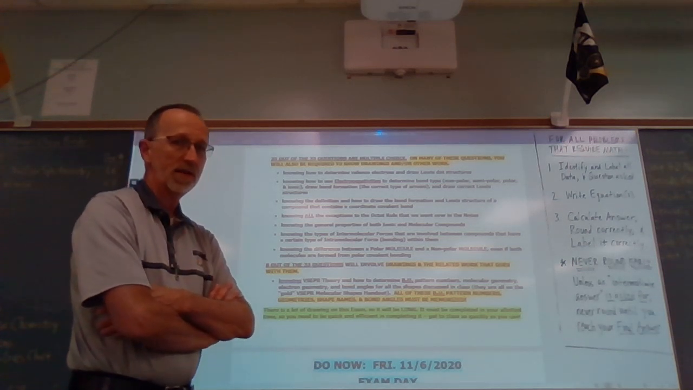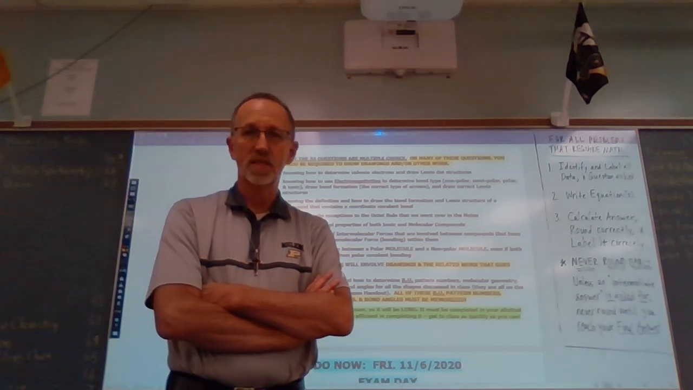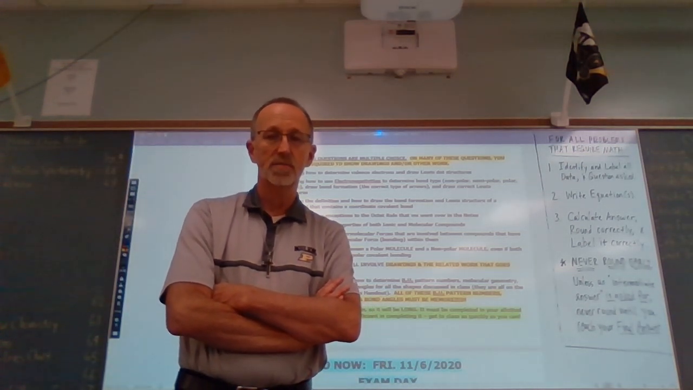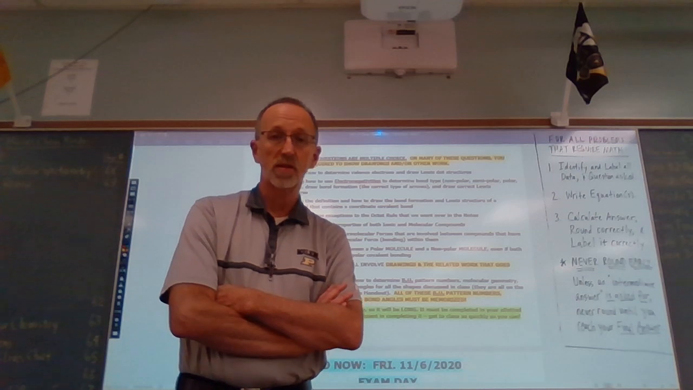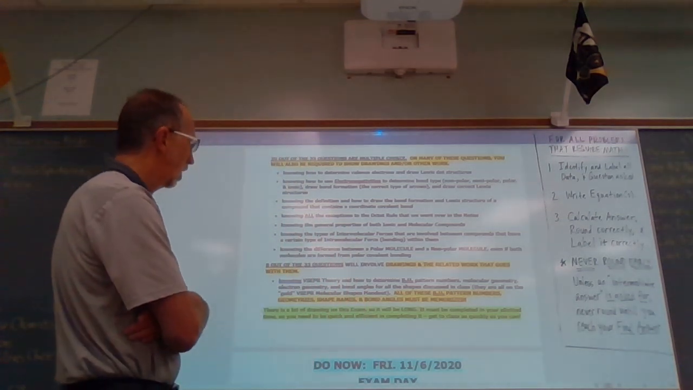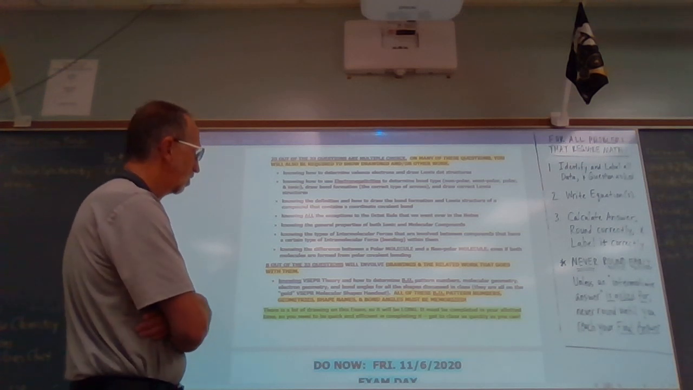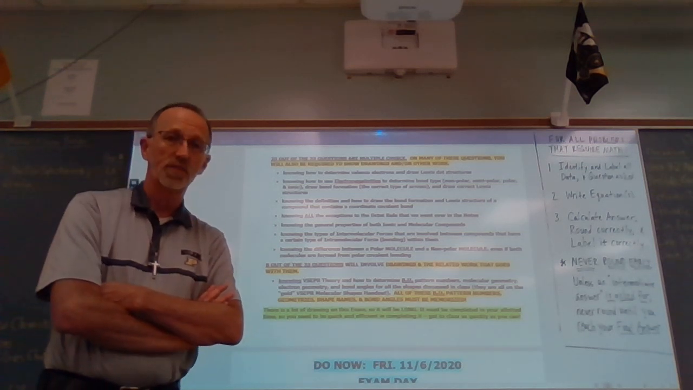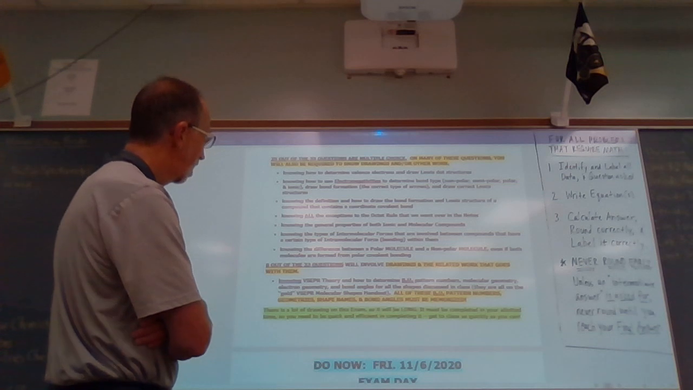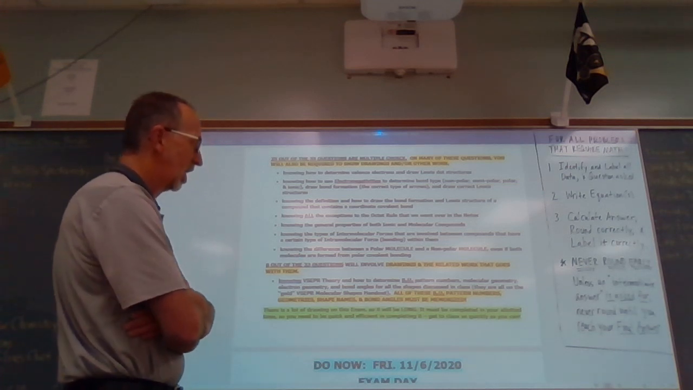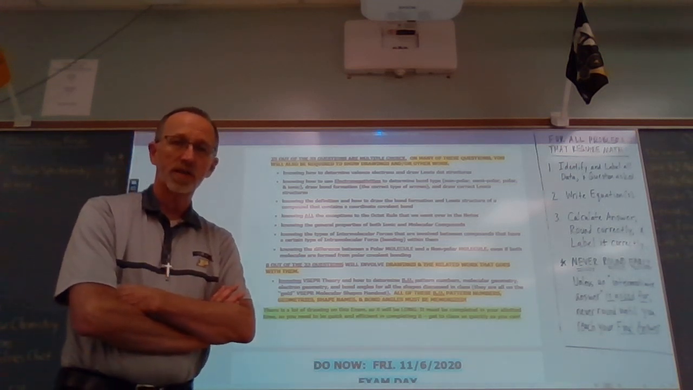Remember that ionic compounds have charged particles in them, ions, but covalently bonded compounds, which are molecular compounds, do not. All right. Know the definition and how to draw the bond formation and Lewis structure of a compound that contains a coordinate covalent bond. We went over that in class. Knowing all the exceptions to the octet rule that we went over in the notes, all right?